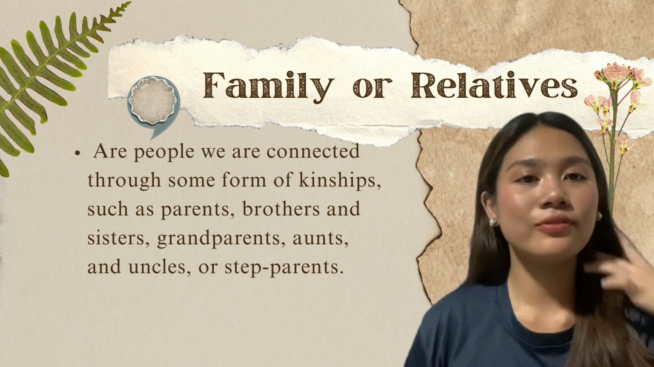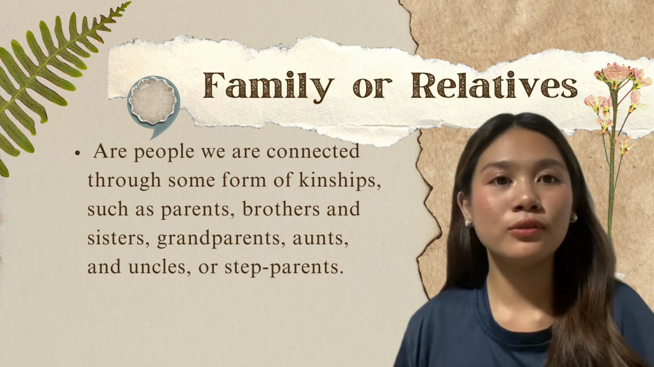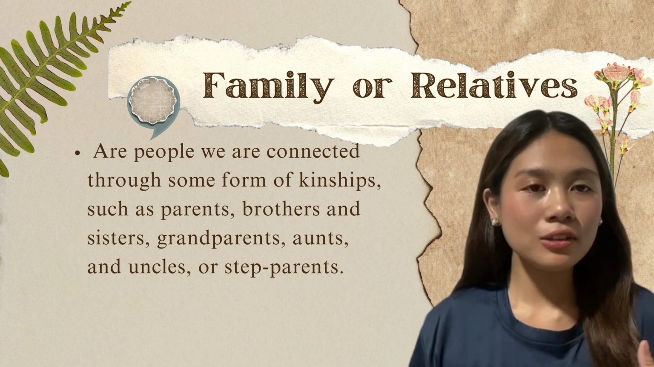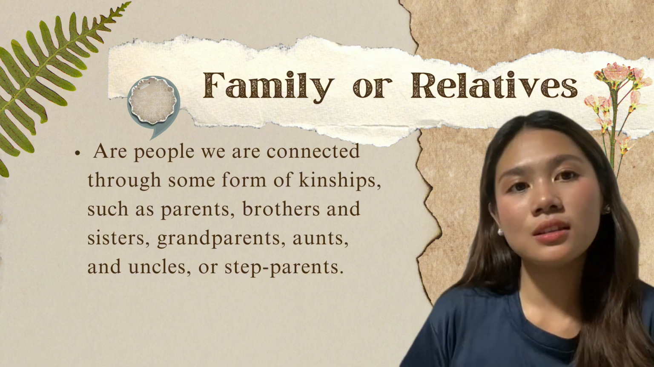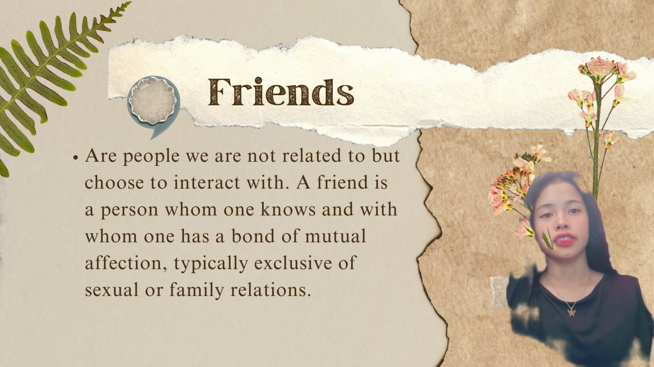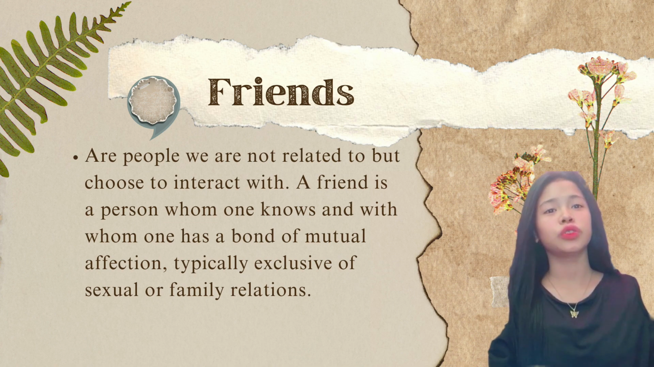So the next relationship is family or relatives. We all know that family is the first relationship that we have since we are born. So family includes our parents, of course, our siblings, our cousins, our grandparents, aunts. Friends. Friends are the people we are not born to but choose to interact with.